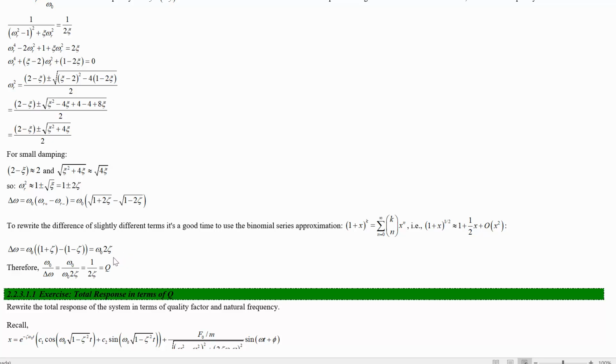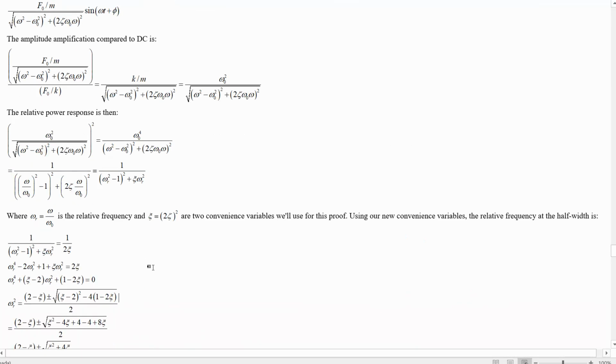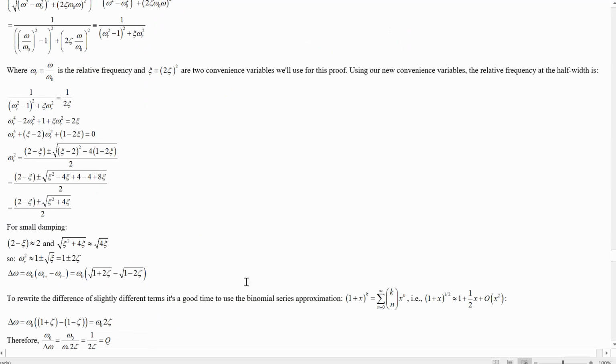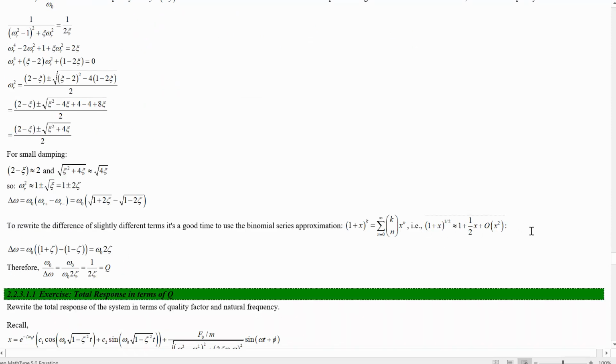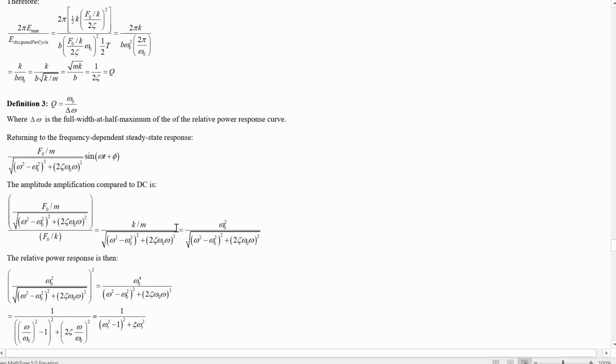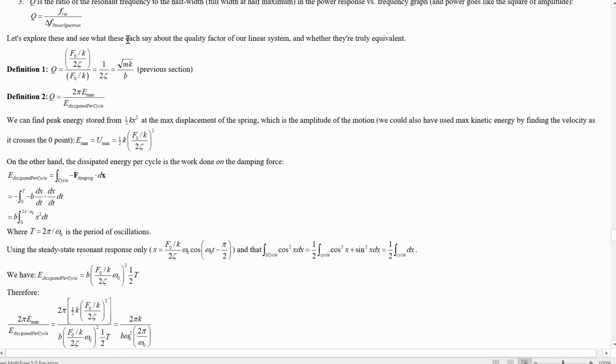All right, so then finally, we've got that omega naught over delta omega is 1 over 2 zeta, which is the quality factor. Drop the mic. We did it. Here's the proof of this complicated definition of quality factor, and that shows that as long as the damping is low enough that you can make these assumptions, then the 3 definitions of quality factor are the same.